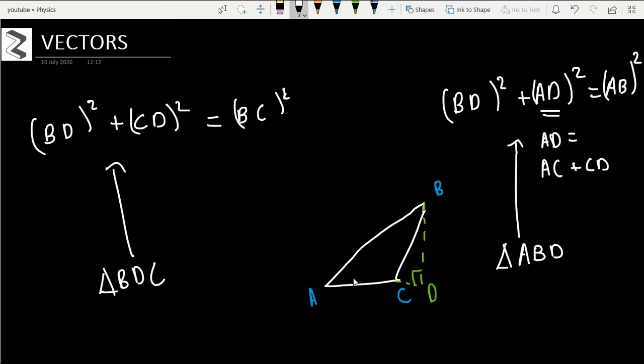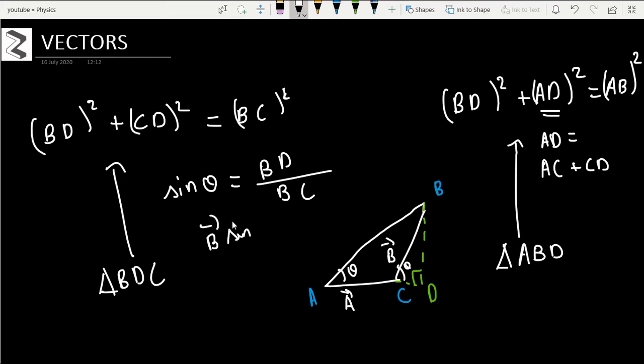And if we name AC as vector A and BC as vector B, also in this triangle, if we take this as theta, and in this triangle, if we take this as theta, okay. So sine theta will become BD perpendicular by hypotenuse BC. So we know that BC is nothing but vector B. So we can tell that vector B sine theta is equal to BD.